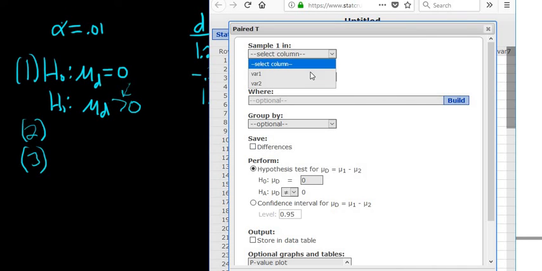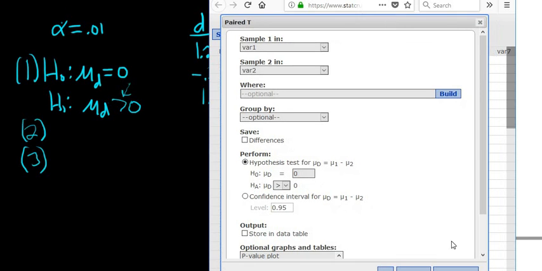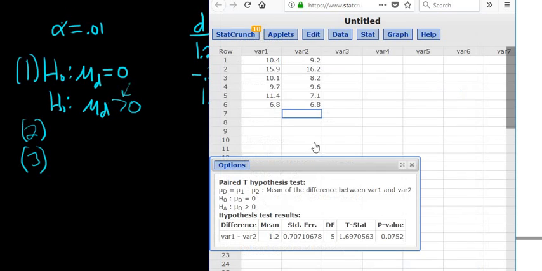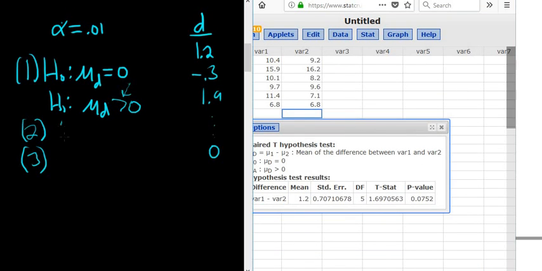And then just pick the first thing and pick the second thing. You'll notice here StatCrunch also has a D, except they have a big D, we have a little d. It doesn't really matter if it's a big D or a little d. Just change this to greater than zero. Everything looks good. I'm going to go down here and click Compute in the bottom right corner. And there's our test statistic. So T in this problem is 1.697. And the p-value in this case is 0.0752.